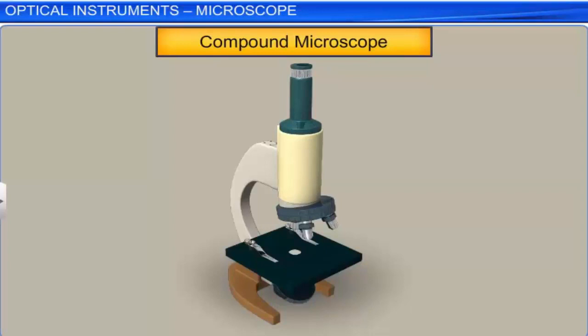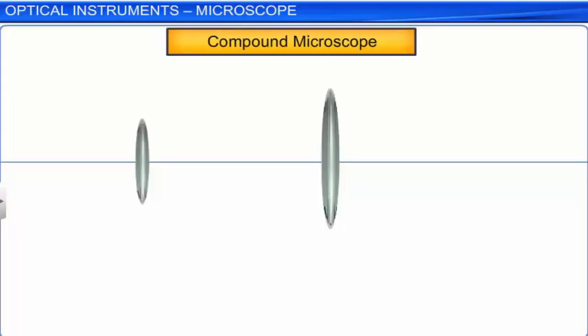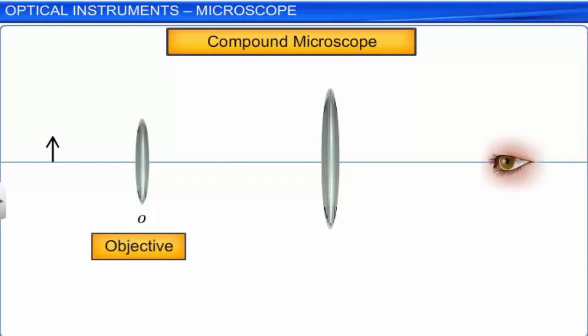When greater magnification is required to view microscopically smaller objects, a compound microscope is used. A compound microscope consists of two convex lenses arranged coaxially. The lens O, that is close to the object to be viewed, is called the objective, and the lens E, that is close to the eye, is called the eyepiece.